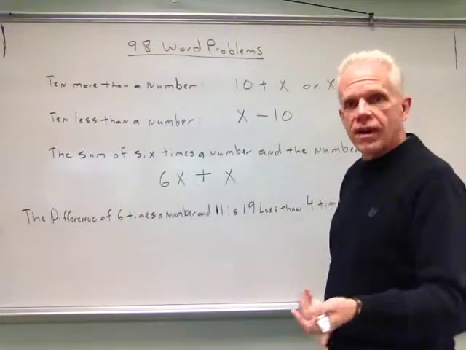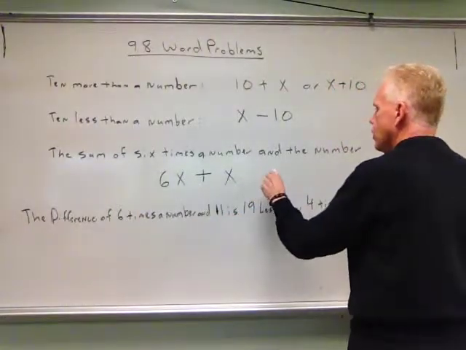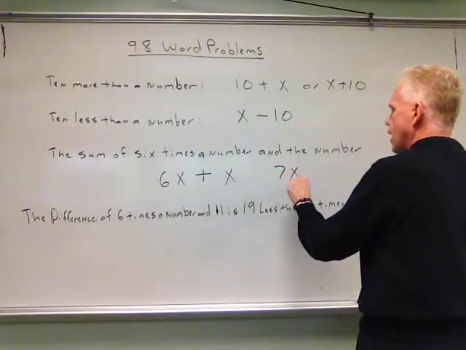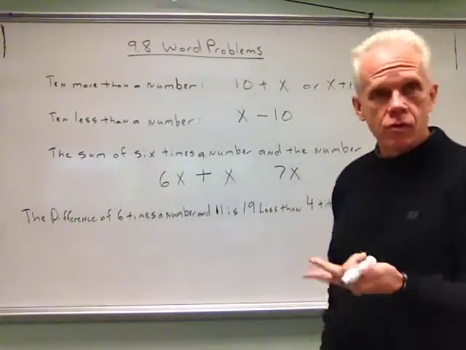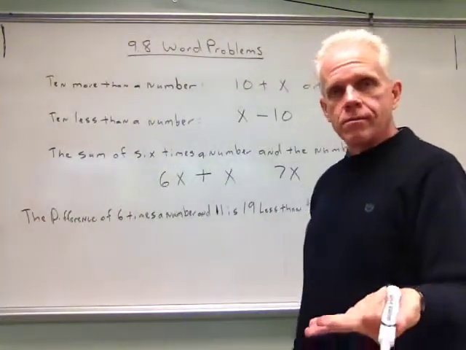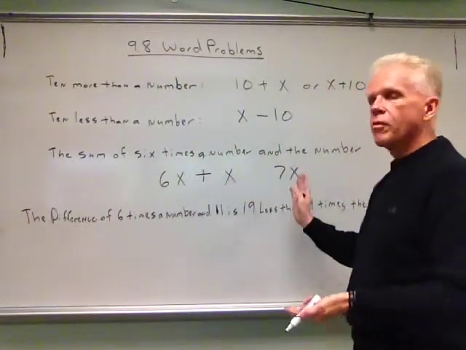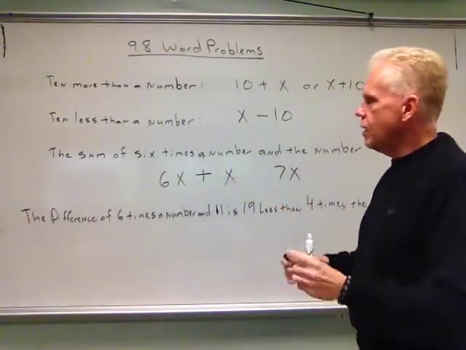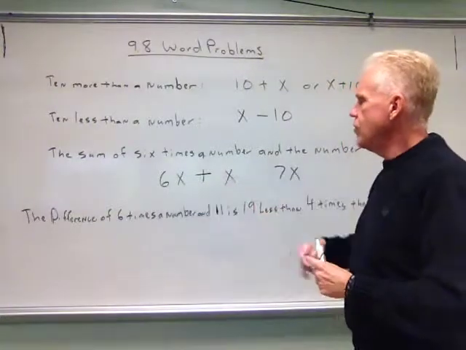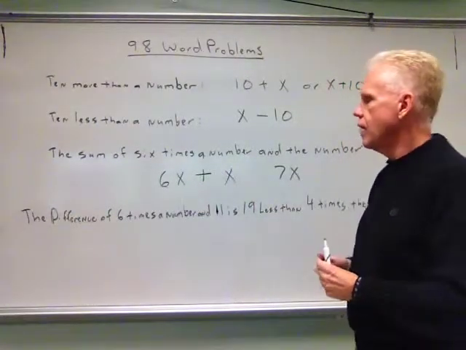If we were to simplify that expression, of course, we could say 7x. If they ask on your Course Compass question in your homework to simplify it, then go ahead and simplify it. If they don't say anything about simplifying it, leave the expression as just simply 6x plus x.